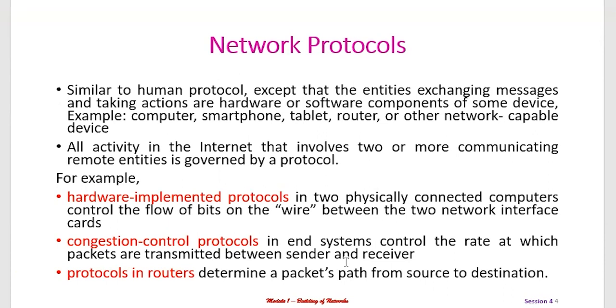Similar to that, in networking you have a number of end devices generating a number of traffic flows. If these are not regulated, it leads to traffic congestion. So the main aim of a congestion control protocol is to control the rate at which packets are transmitted between the sender and receiver. Similarly, the protocols that run in the router determine the path that has to be taken by the packets given by the sender or source to reach the destination.